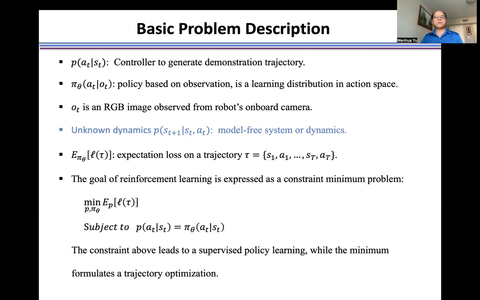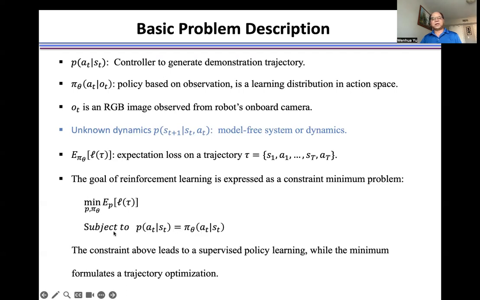Right now, in this case, we suppose the dynamics P is unknown. So this is like a model-free system or dynamic. We still use expectation loss as the objective function to measure the loss along the trajectory tau and policy pi. So the problem is expressed as the constrained minimum problem. We make this expectation loss minimum, subject to this policy being the same as the controller.